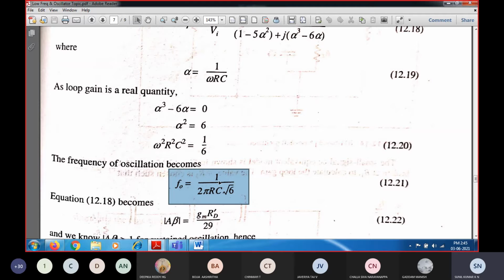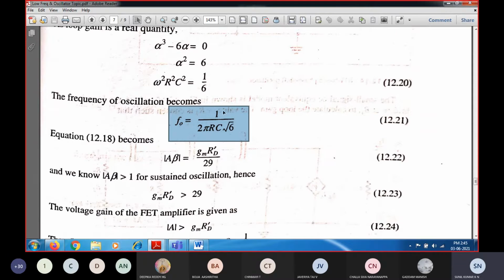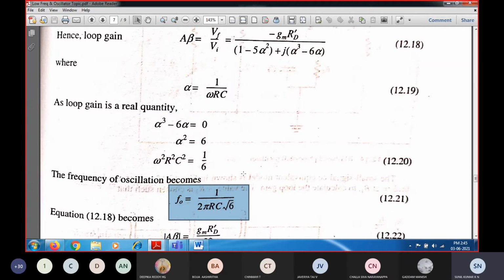So 3 RC sections have been there. So I'm going to write 2 into 3, that will be equal to 6. So this gives the frequency of oscillation for the given circuit. And now we need to find out the gain. So along with the frequency of oscillation, we will be getting the gain.